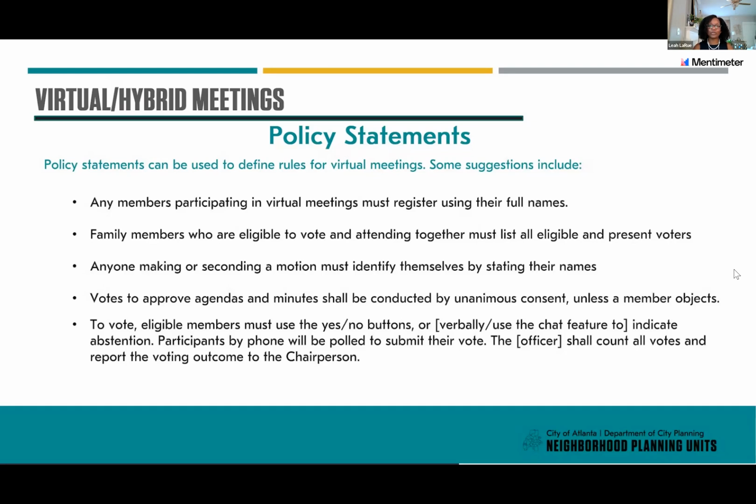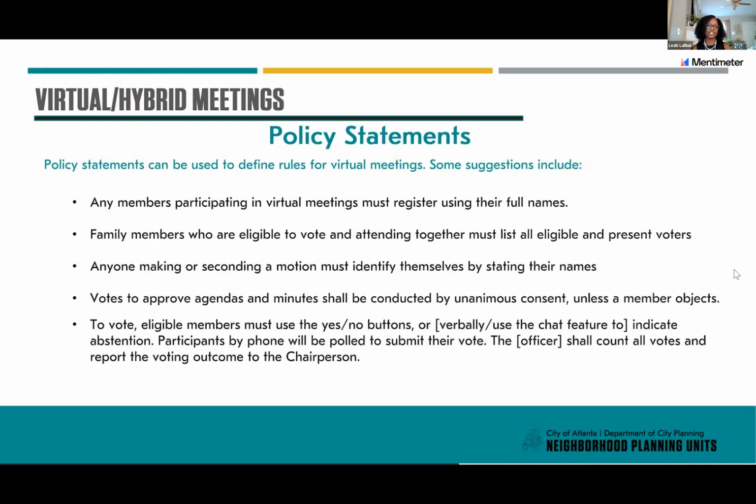Family members who are eligible to vote and attending together must list all eligible and present voters. Many of you in the room today, I've talked to you about this, about once we started meeting virtually, you'll have 2 or maybe sometimes 3 people in a household that are there. One NPU said, well, if individuals are gonna vote, you have to be on camera because we've got to see the 2 people so that we know it's not one person saying I'm voting for my husband and my husband's not even there.